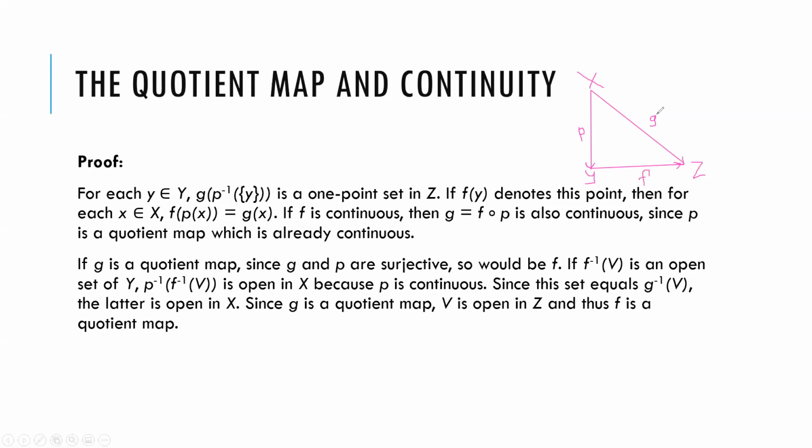Okay, so we know that for each y belonging to big Y, G of P inverse of y is a 1-point set in Z. And if F of y denotes this point, then for each x in big X, F of P of x equals G of x. And if F is continuous, then G equals F after P is also continuous, since P is a quotient map, which is already continuous.